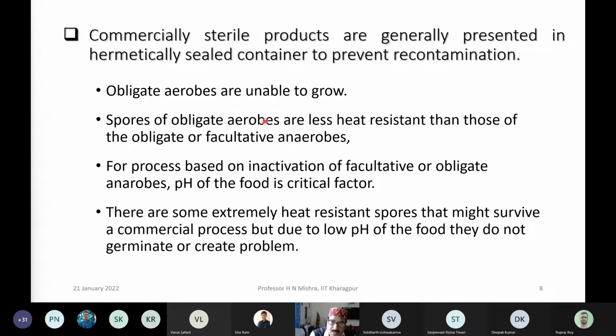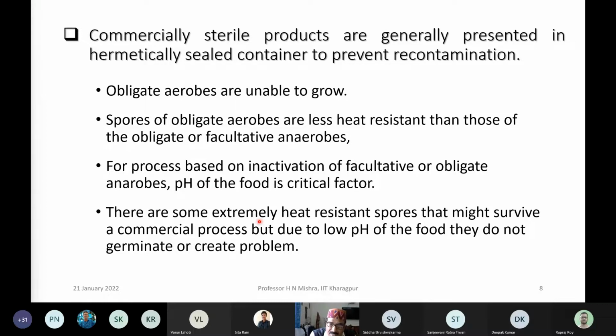Spores of obligate aerobes are less heat resistant than those of obligate or facultative anaerobes. Most of our thermal processes are based on the destruction of spores of obligate or facultative anaerobes. So when those are killed, the spores of obligate aerobes will also be killed, since they have less heat resistance. Then, for processes based on the inactivation of facultative or obligate anaerobes, the pH of the food will be a critical factor.